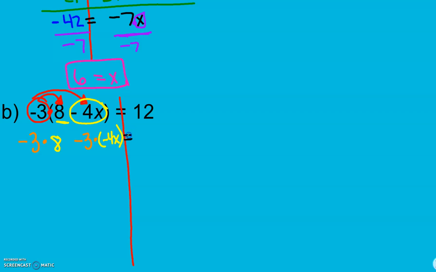And I haven't changed the fact that it equals 12. I haven't done anything to give it any reason for it to be different. All I did is took that -3 and distribute it. So I get -24. -3 times a -4 gives me a positive 12. And again, I still have not touched that right side. It's still just a 12. Now if I look, my left side is as simple as I can get it. There's nothing else I can do to simplify that expression.